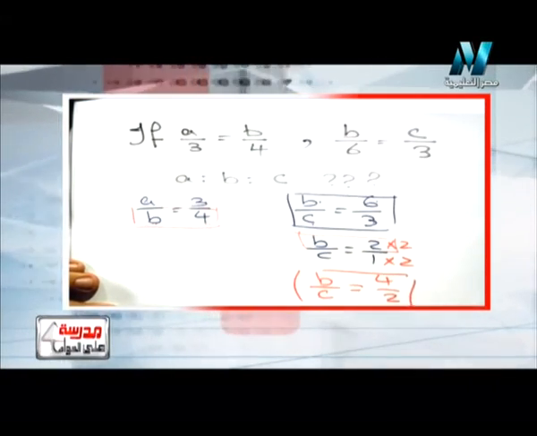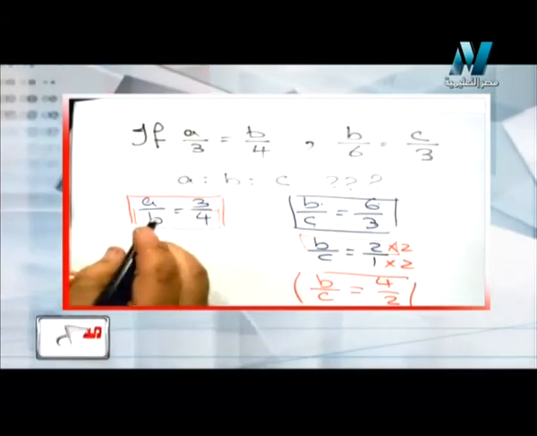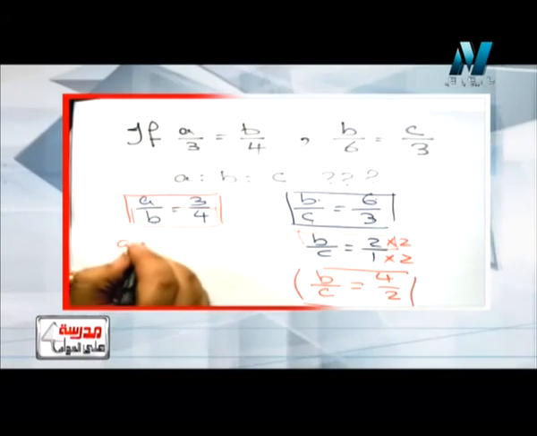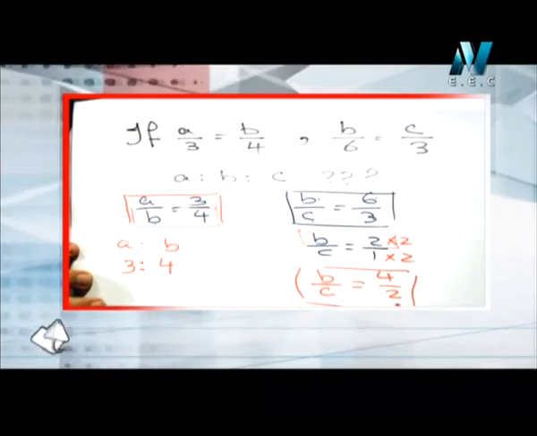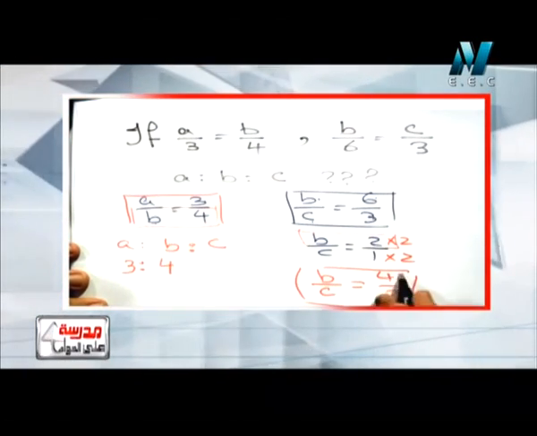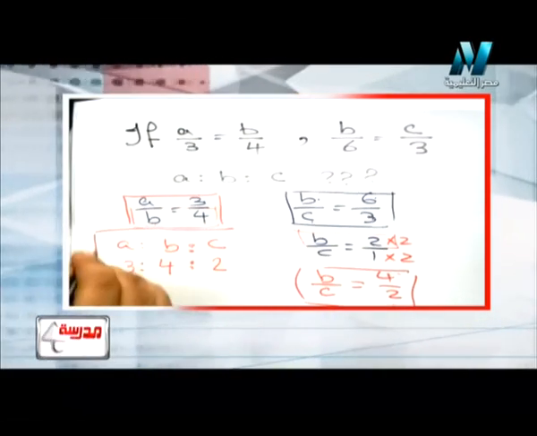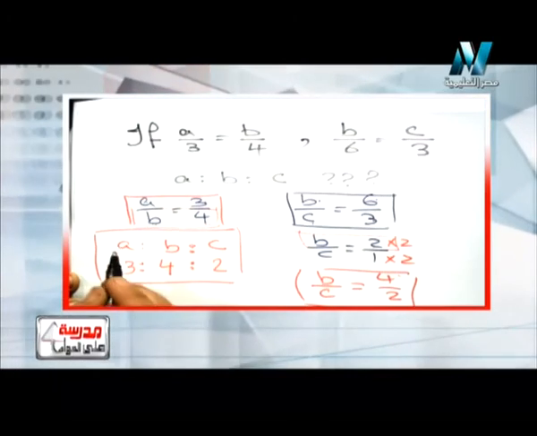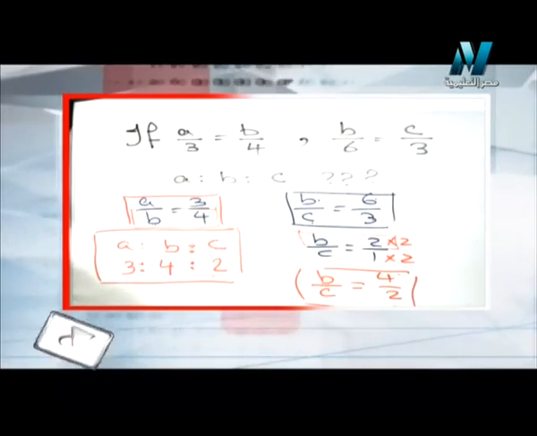Now I can make a combined ratio between these two proportions, as A to B is 3 to 4 and B to C is 4 to 2, so I'm going to write here C as 2. So I have here the ratio between A to B to C is 3 to 4 to 2, and this is what we have in this exercise.